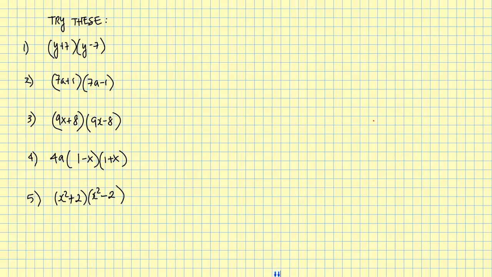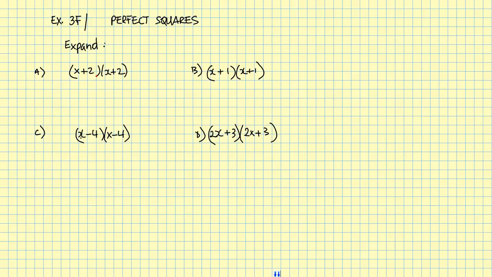Okay, next section, perfect squares. Perfect squares means exactly what it is. It basically means that you have identical binomials in every sense. So, for example, I've got x plus 2 and x plus 2, x minus 4 and x minus 4. Those are my two identical binomials. I don't have one as positive and the other one as being negative, but I have them as being identical.